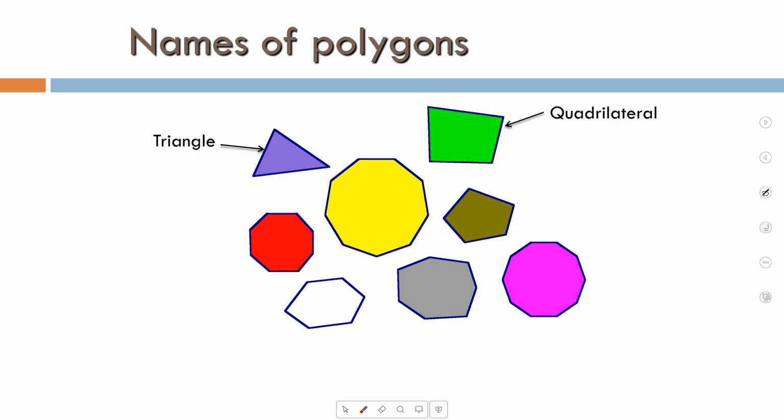Maddie, what is that baby poop green thing called? A pentagon, very good. Penta, five, gon, sides. You're seeing a pattern here. Parker, what's the white thing called? Beautiful. Hexagon, hexa, six. Gon, sides.